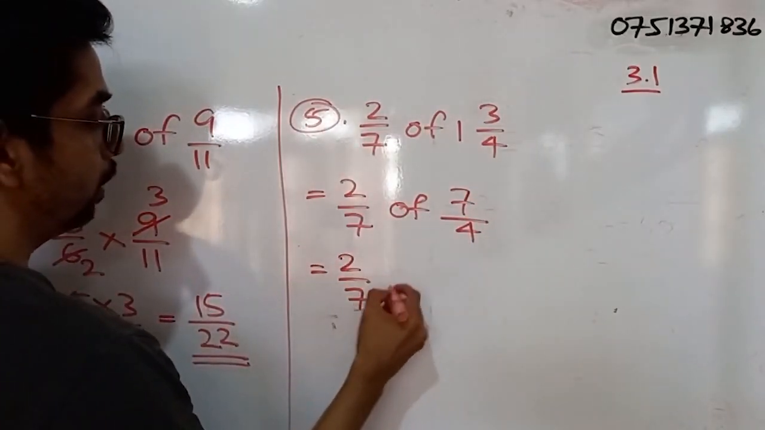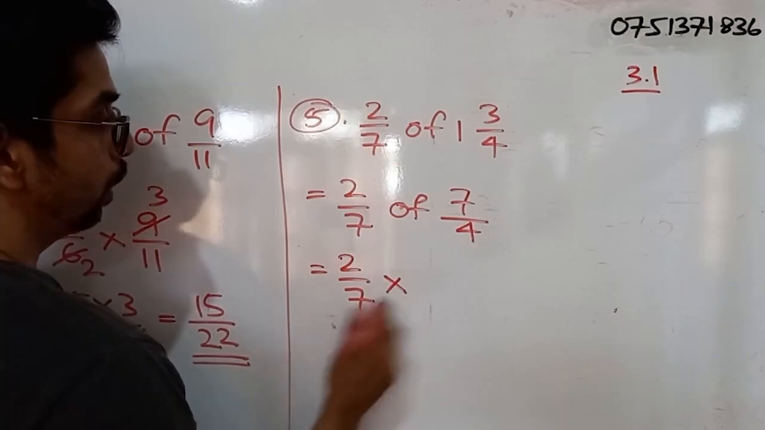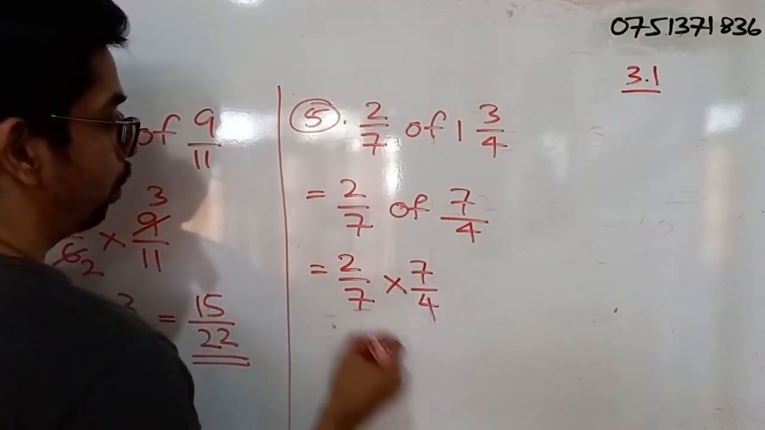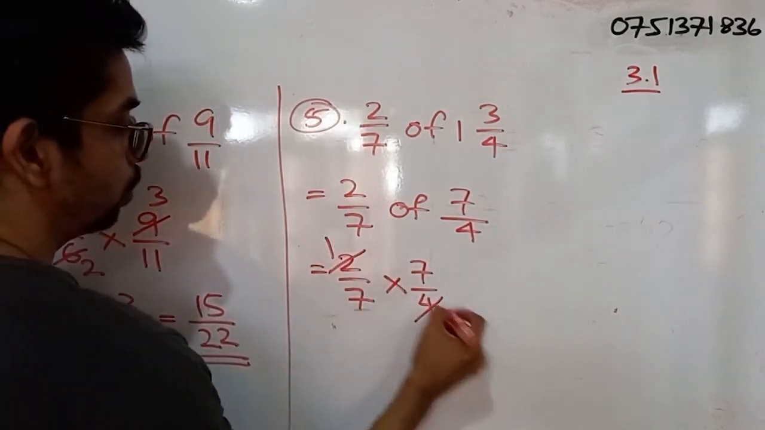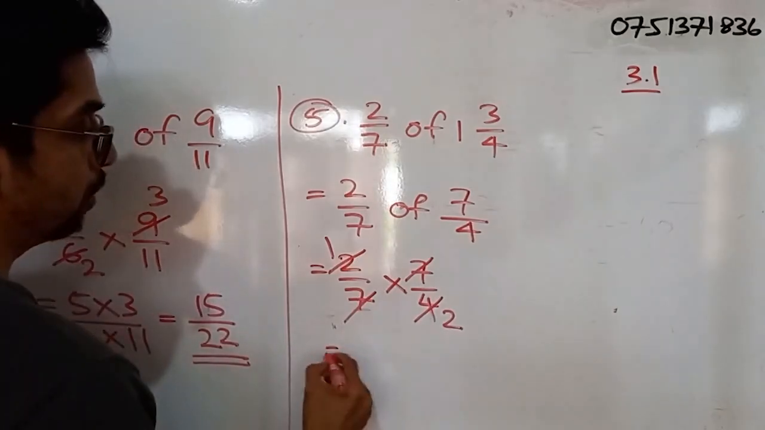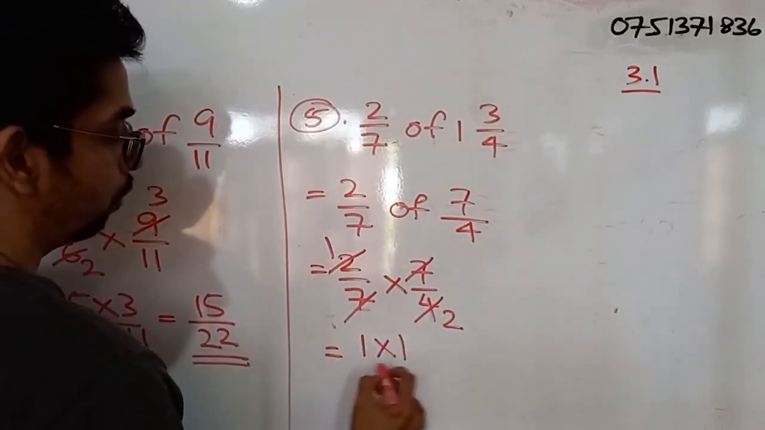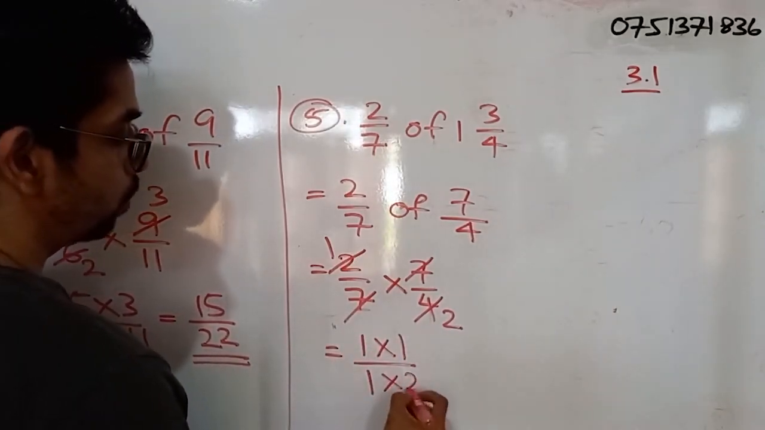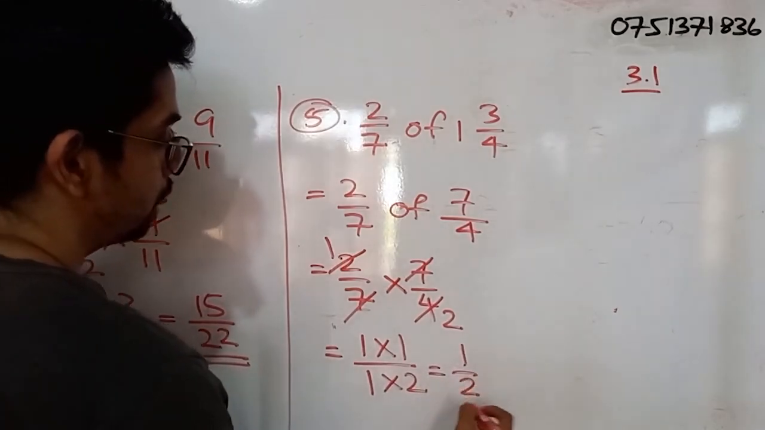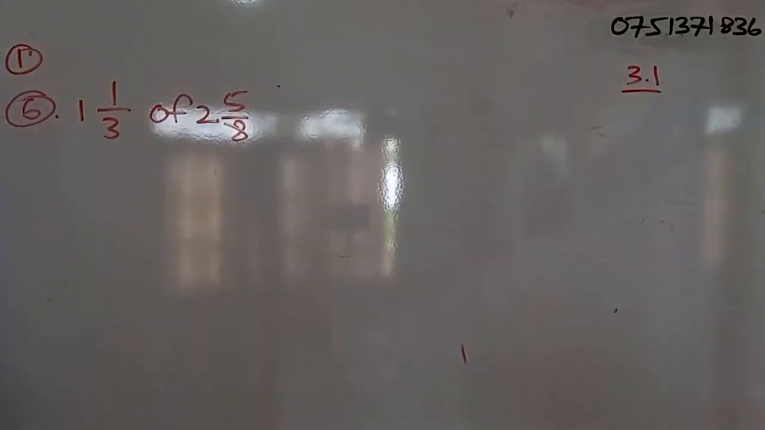So 2 by 7 into what? 7 by 4. 2 times 1, 2 times 2. Then we can cancel out the 7s. So we have what? 1 times 1 divided by 1 times 2. That means what? The answer is half. 1 half. Right.